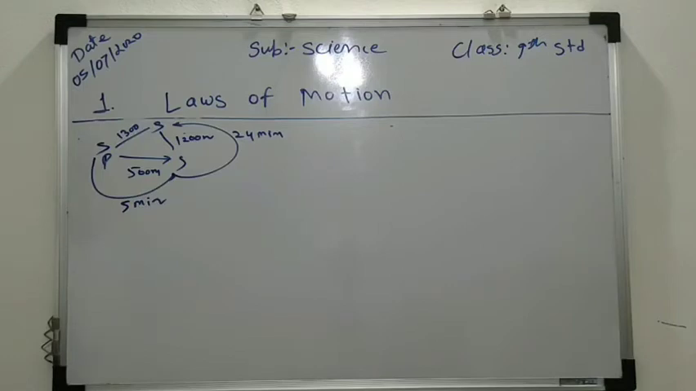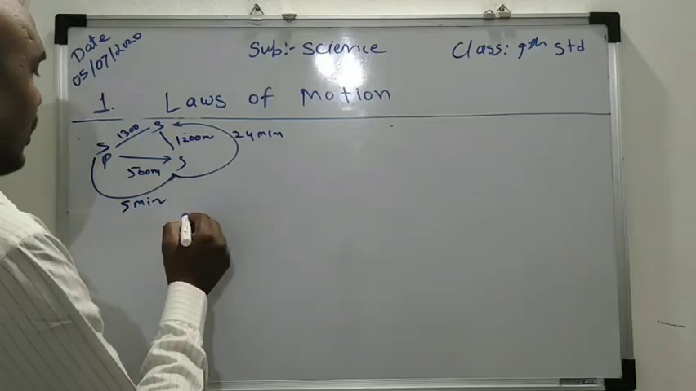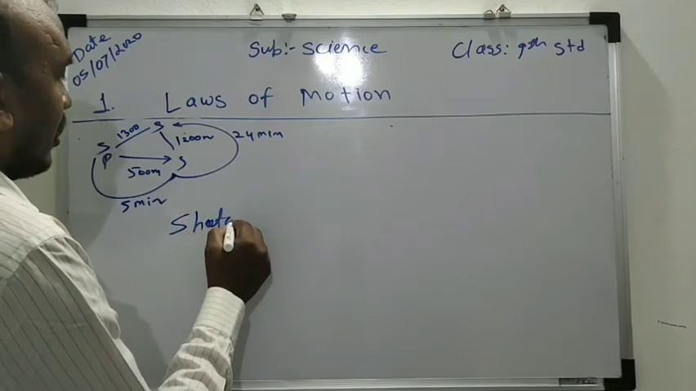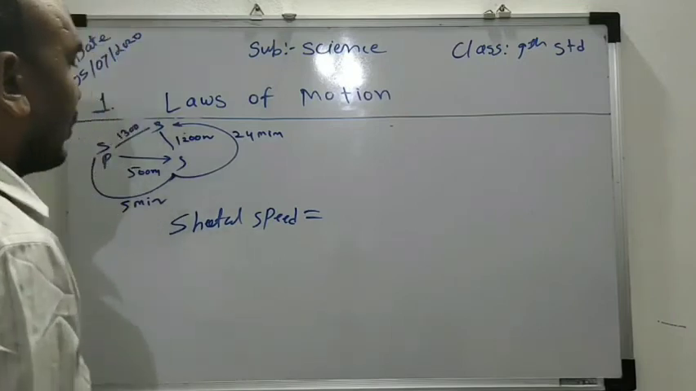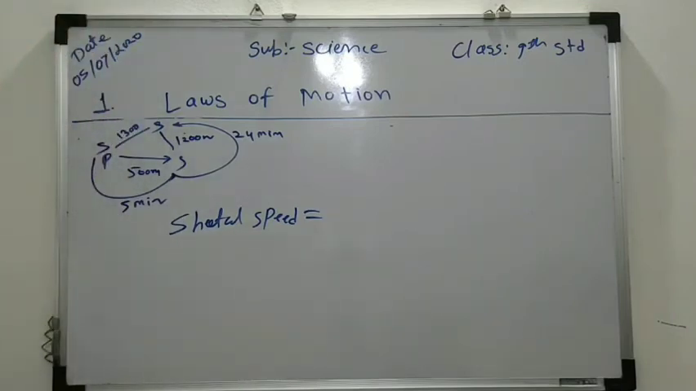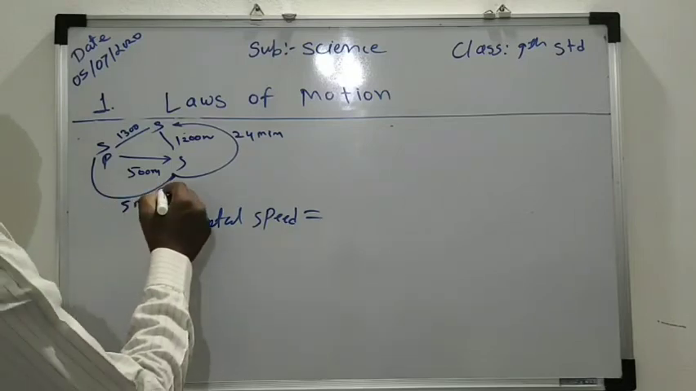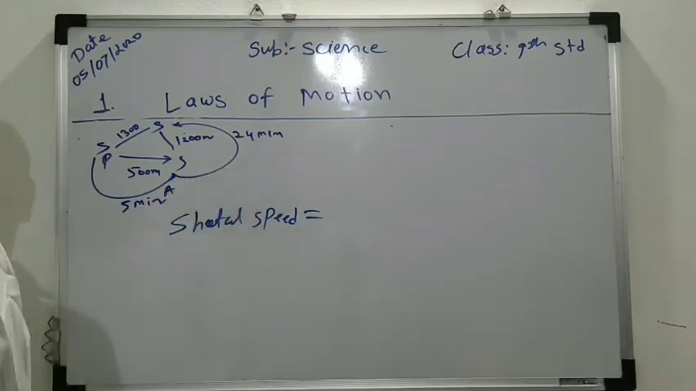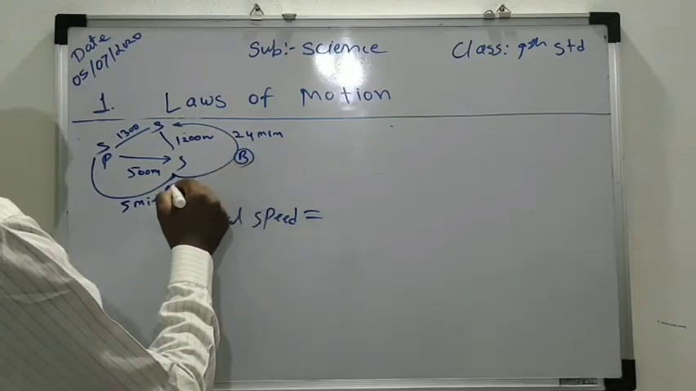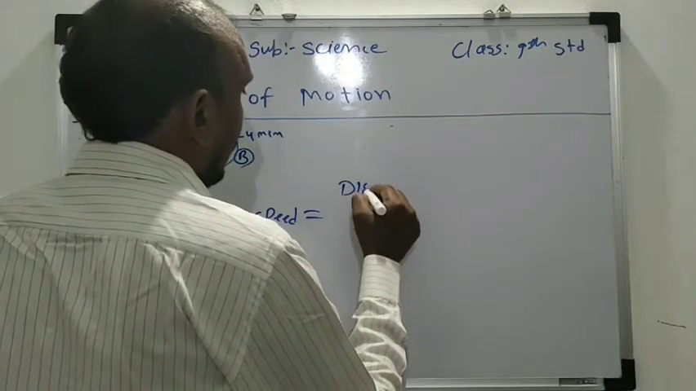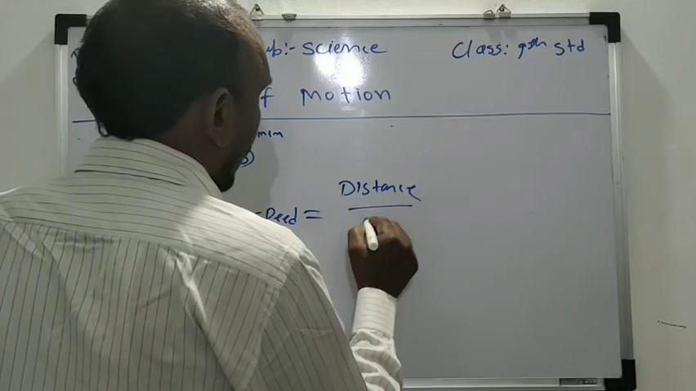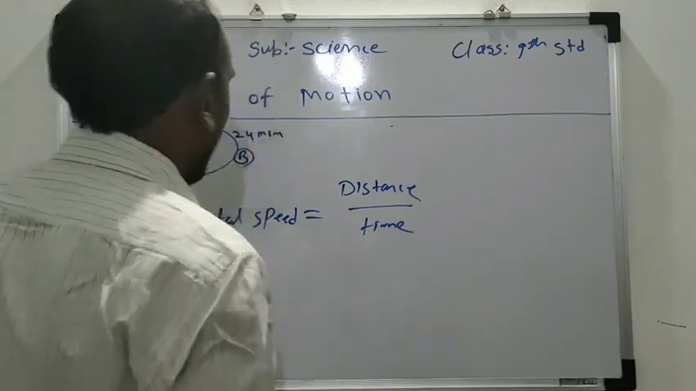What is Sheetal's speed? How to calculate speed? What is the formula of speed? Anybody know? Suppose this is path A and this is path B. Speed is distance upon time. Simple. Distance upon time. Yes, correct.